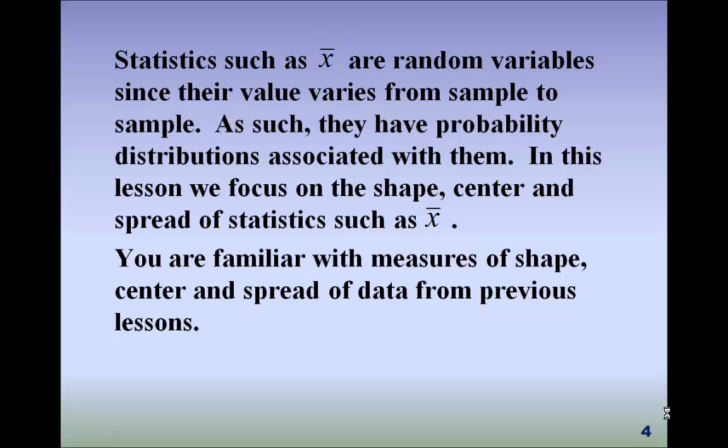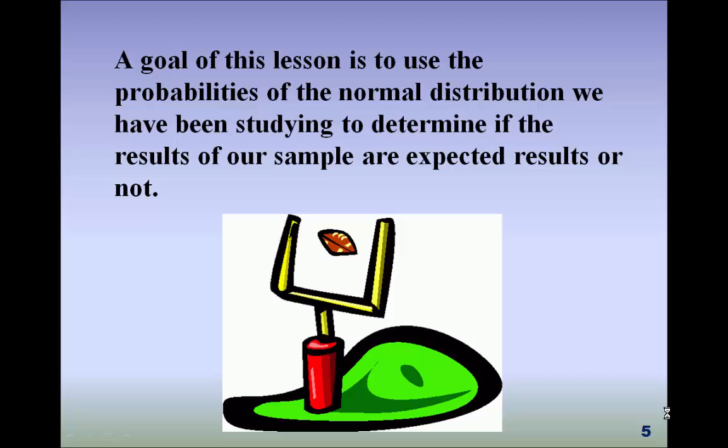Statistics, such as the sample mean, are random variables since their value varies from sample to sample. As such, they have a probability distribution associated with them. In this lesson, we focus on the shape, center, and spread of statistics, such as the sample mean. You are familiar with measures of shape, center, and spread of data from previous lessons. A goal of this lesson is to use the probabilities of the normal distribution we have been studying to determine if the results of our sample are expected results or not.